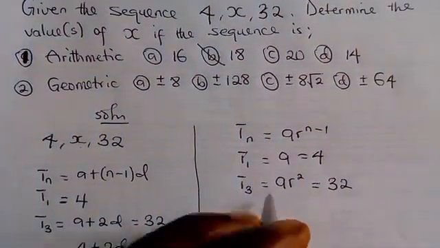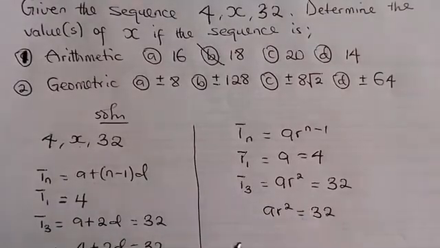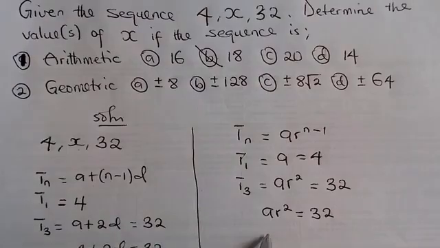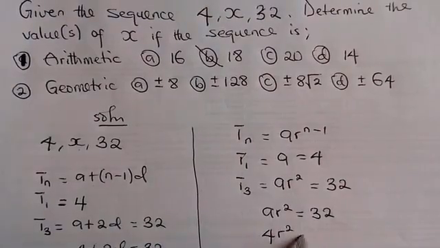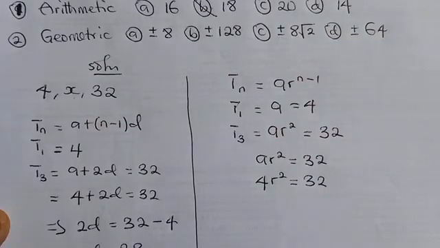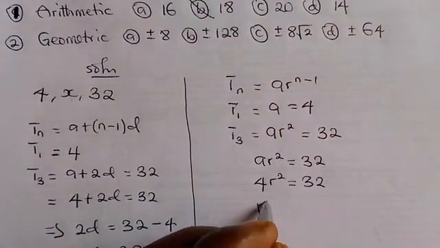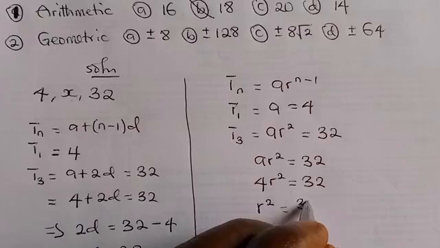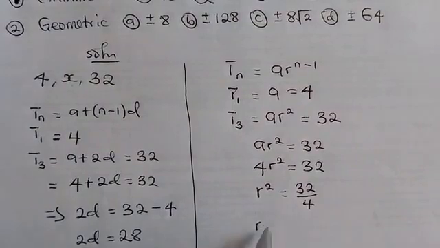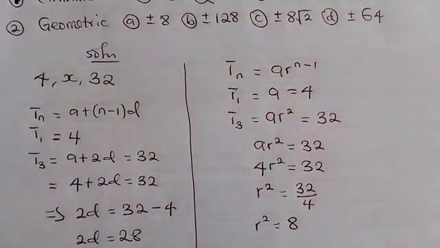So if AR squared is equal to 32, substituting the value of A, which is the first term here, into this equation, we will have 4R squared equal to 32. For us to get our value of R, first of all, let's divide both sides by 4, so that R squared will be equal to 32 over 4, such that R squared is equal to 8.